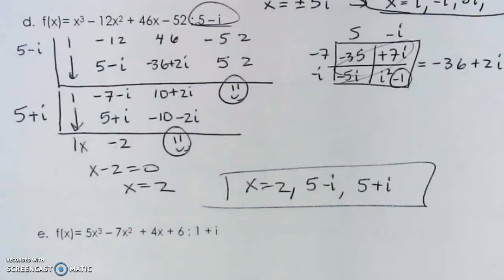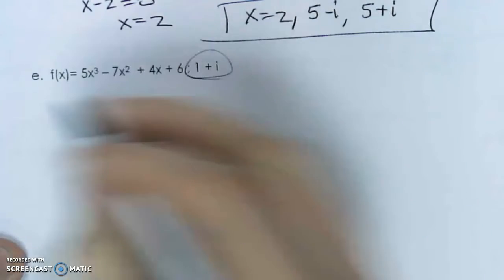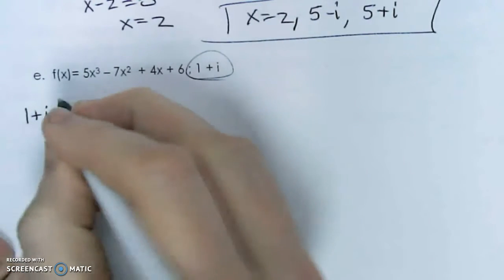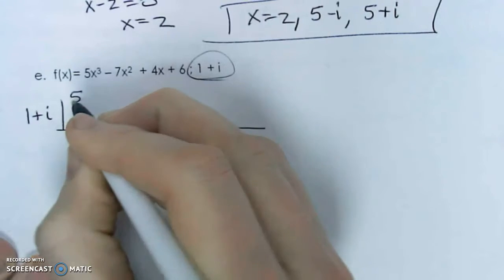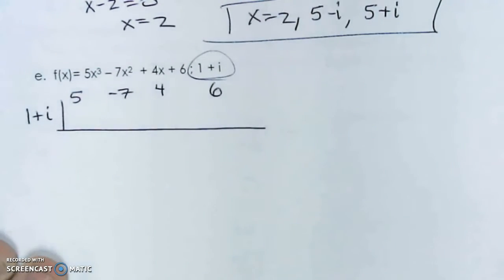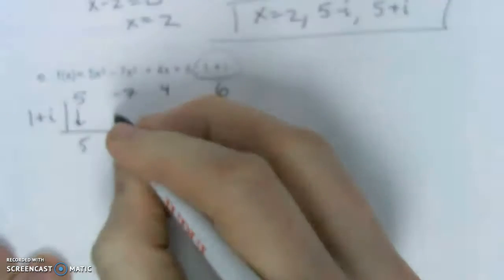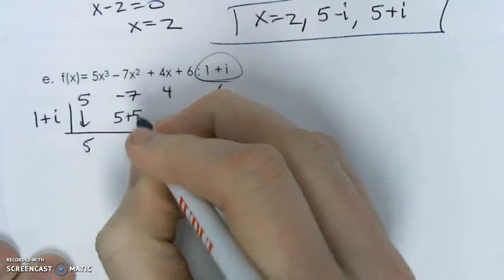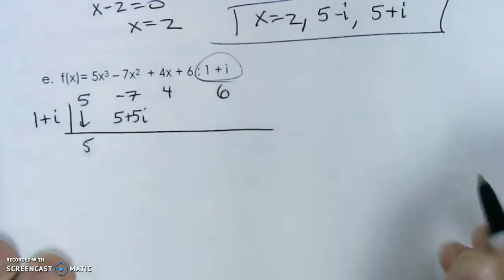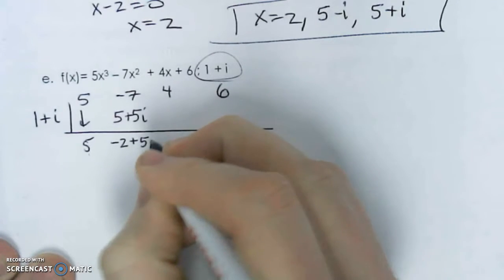And then our last one is very similar to that. So we've got 1 plus i on the outside. And then we've got 5, negative 7, 4, and 6 for our coefficients. You bring down your first number, multiply by the outside, and you get 5 plus 5i. Add your column, you get negative 2 plus 5i.